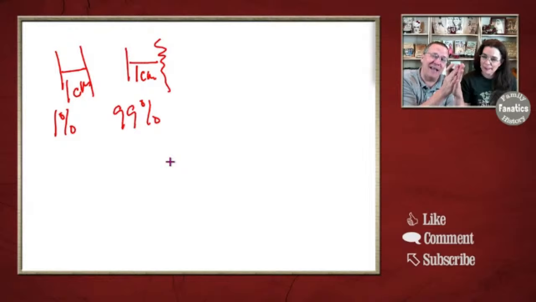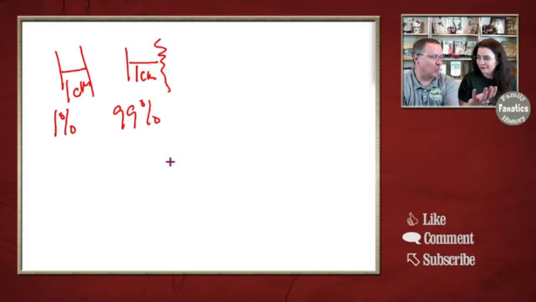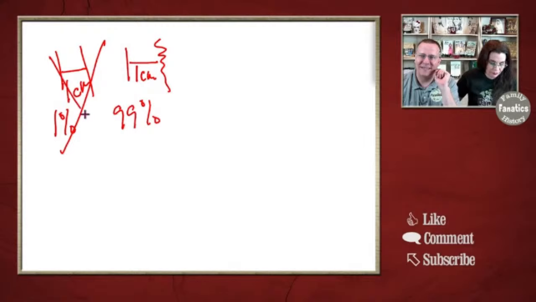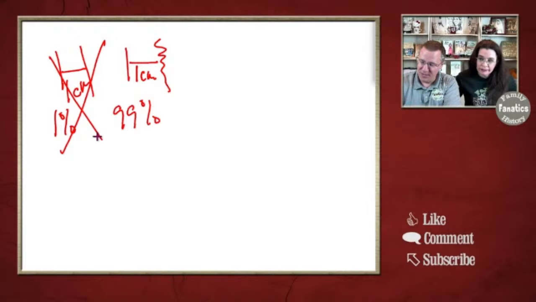Why? Because we've all seen that almost all of us have at least a 100 centimorgan segment from one of our grandparents. So we know intuitively, from looking at DNA, that this is really common. And so we can say right off, okay, that's not what we need to be using to calculate this. We need to be using this 99%.